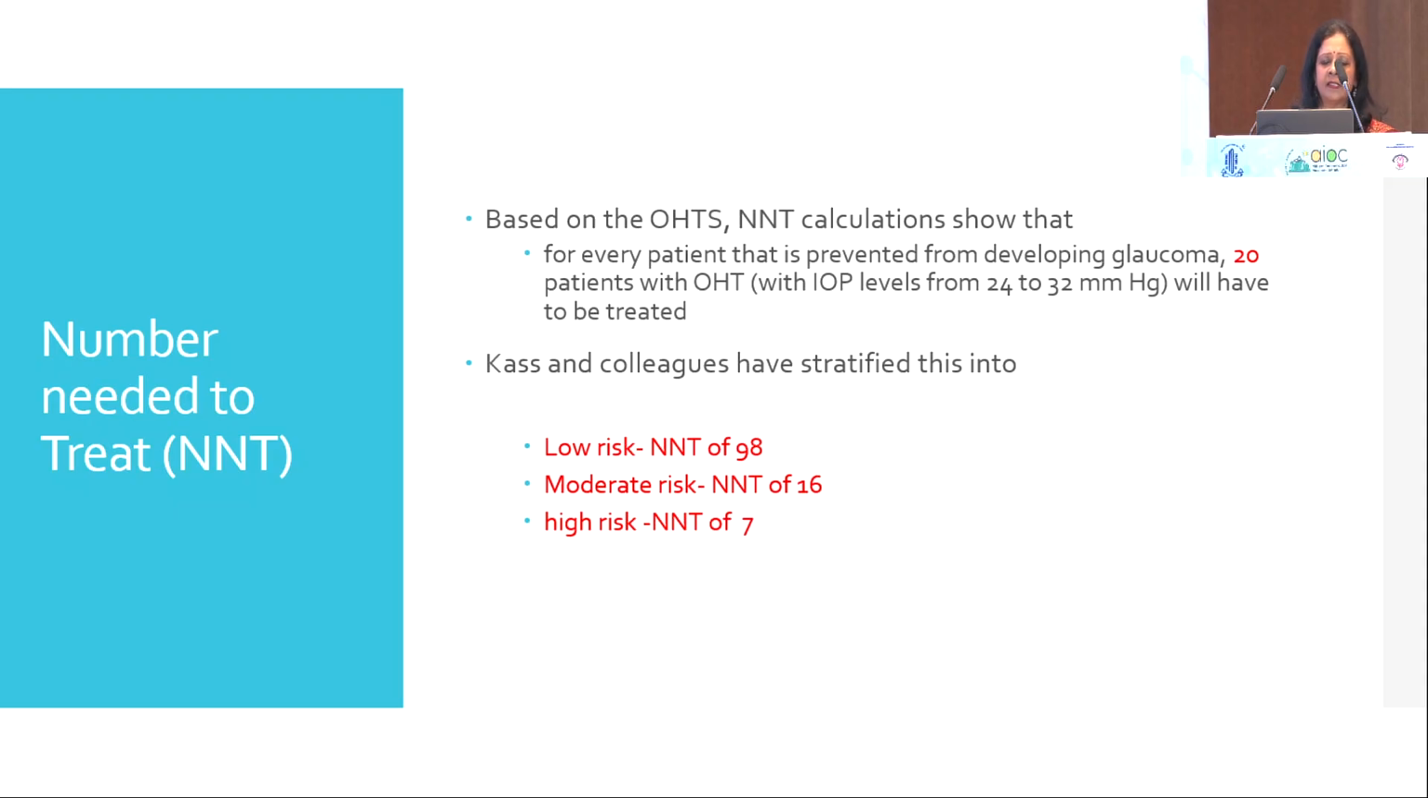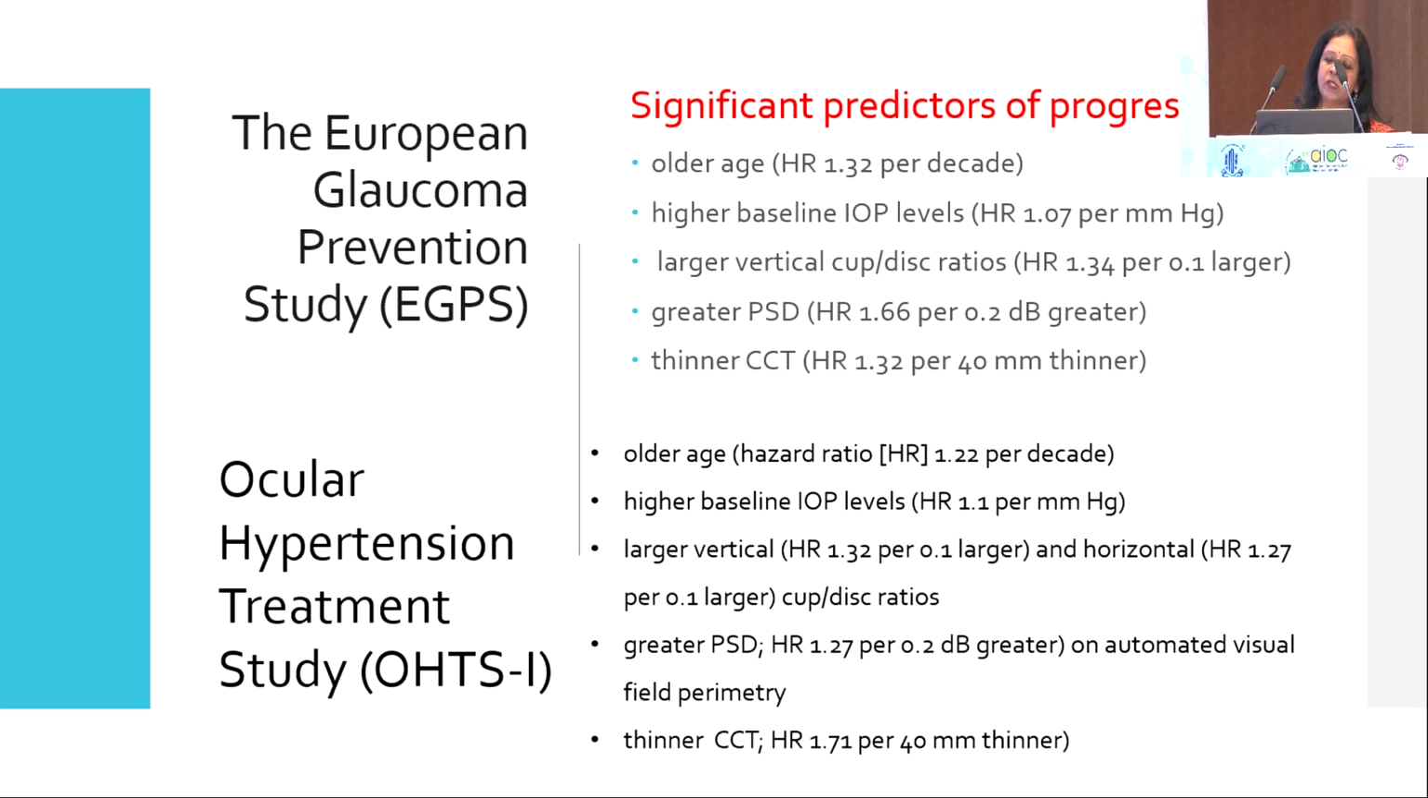There's another statistic that is used in these studies, and especially in the OHTS it really makes sense. That's the number needed to treat. Calculations show that for every patient that is prevented from developing glaucoma, 20 patients with OHT will have to be treated. Gordon and colleagues stratified this based on the risk profile. In low risk OHT, the number needed to treat was 98. In moderate risk, it was 16. And in high risk, the NNT was 7.